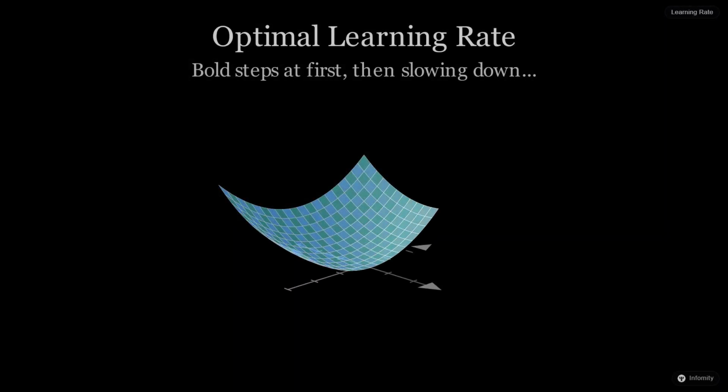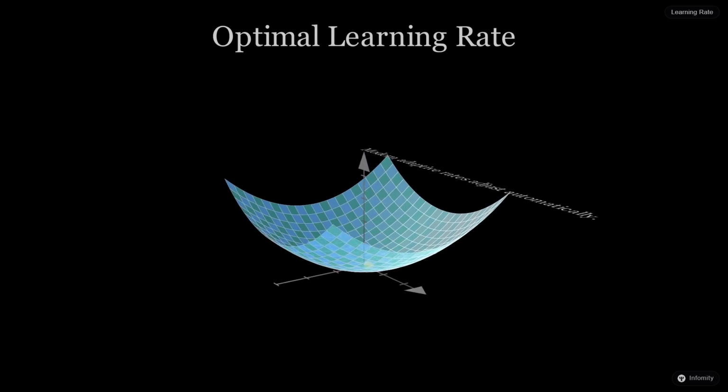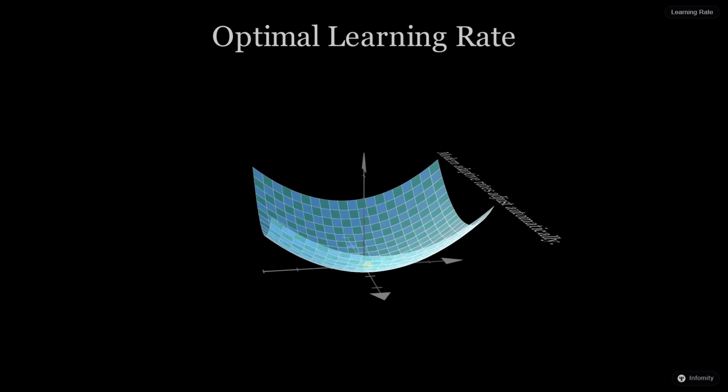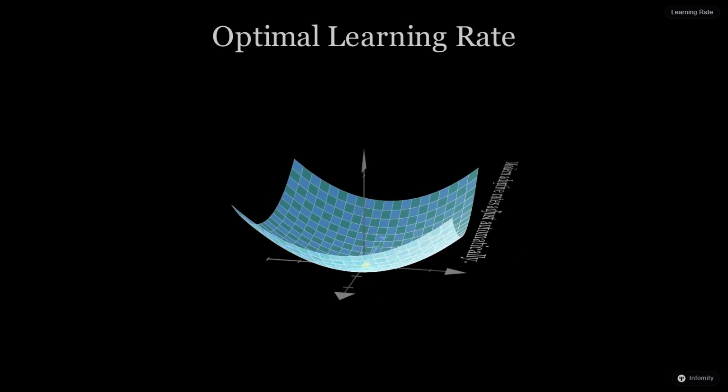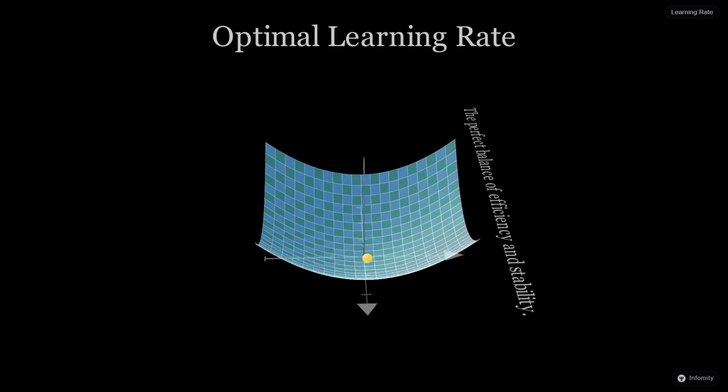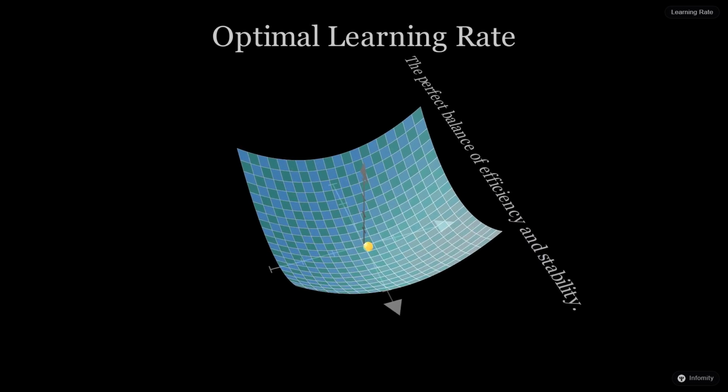The goal is to find the sweet spot. A well-tuned learning rate descends efficiently, taking bold steps at first and then slowing down as it nears the target. In modern machine learning, we often use adaptive rates that adjust themselves automatically, ensuring we reach the global minimum as fast as possible without crashing.